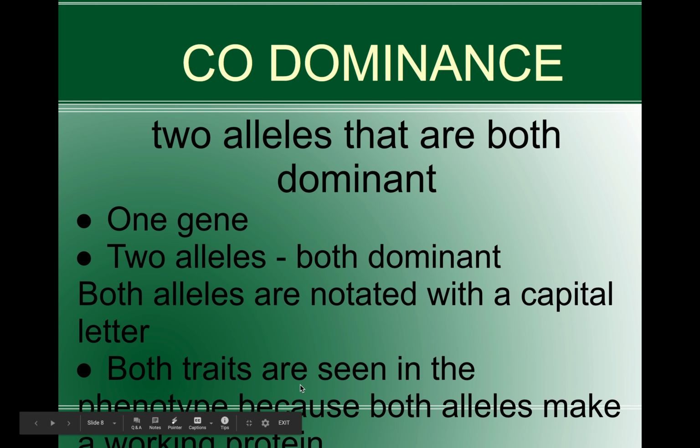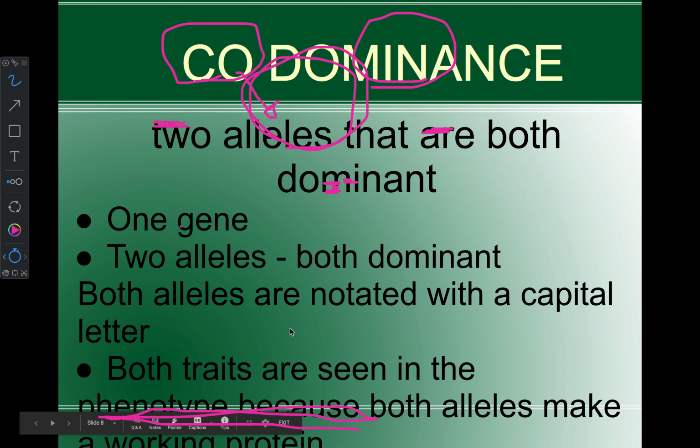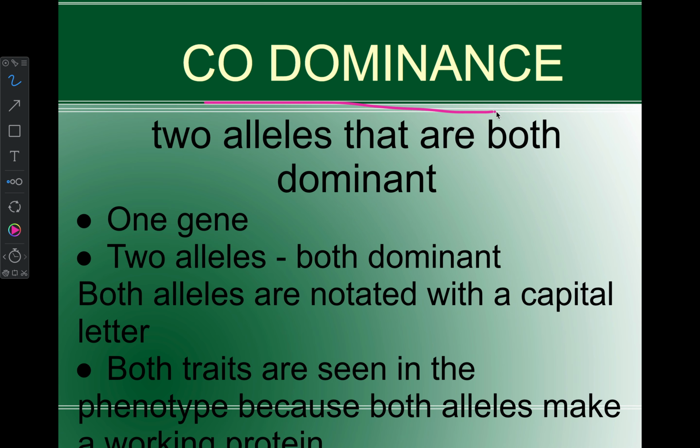To go alongside incomplete dominance is something called codominance. Codominance is where you have one gene and two alleles, and both alleles are dominant, which means they're both represented with capital letters. As a result of both of those alleles being dominant, you can see both traits. We'll look at an example of that.